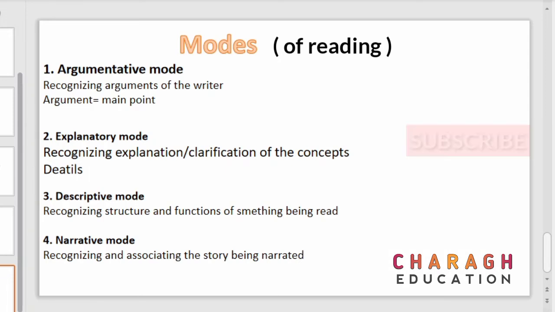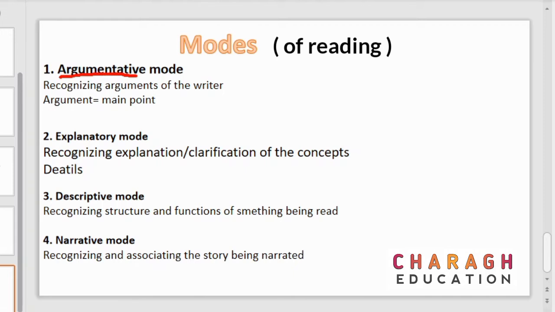First of all, argumentative mode. Now, what is argumentative mode? As the word suggests, argumentative is from argument or argumentation. Now, what is argument? Argument refers to a reason or a point, or we sometimes say thesis. Now, in simple words, argument refers to a reason or main idea with which we can support our statement.